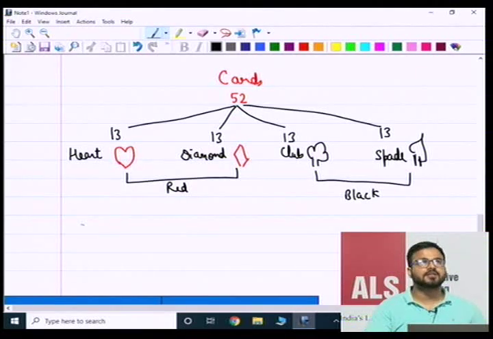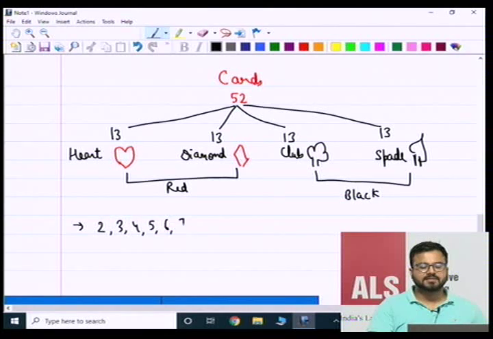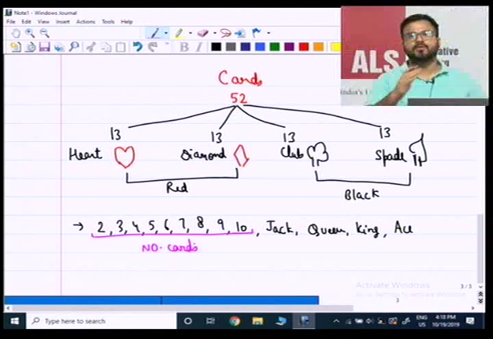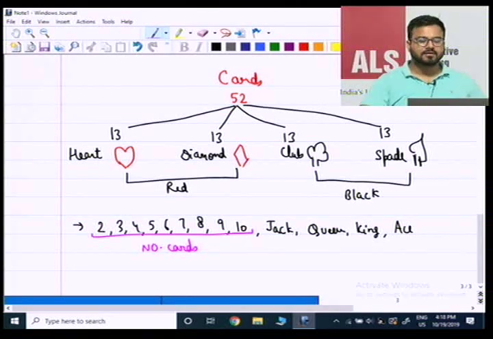So in those 13 cards, we have number cards and face cards. Number cards start from 2, 3, 4, 5, 6, 7, 8, 9 and 10. After 10, we have jack, then queen, then king and then ace. So these are the 13 cards. From 2 to 10, these are called number cards. In a group of 13 cards, 9 are number cards, so a total of 36 number cards are there.